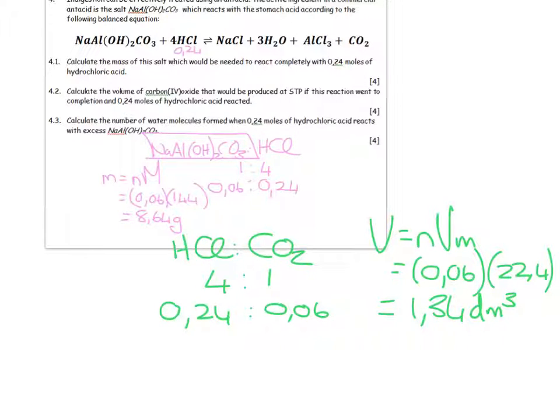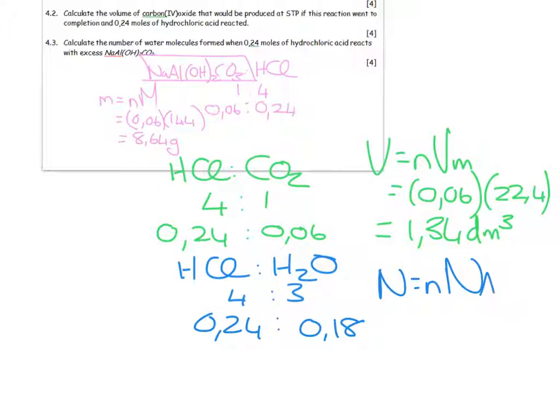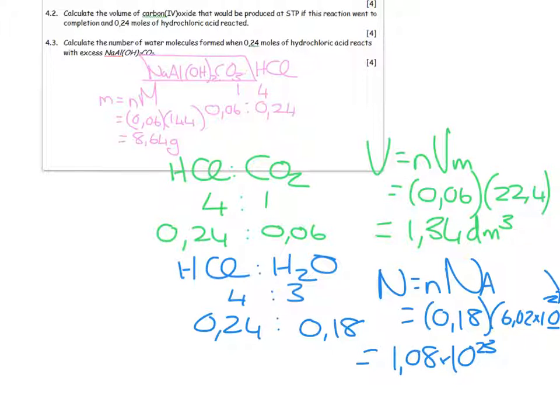And finally, calculate the number of water molecules formed. And now I'm looking for water molecules, so it's the relationship between HCl and H2O. And that is a 4:3 relationship. And that is going to land up being 0,24 divided by 4 times by 3, 0,18. Number of particles is number of moles times Avogadro's number, 0,18 times by 6,02 times 10 to the 23. And that's going to equal 1,08 times 10 to the 23 water molecules.